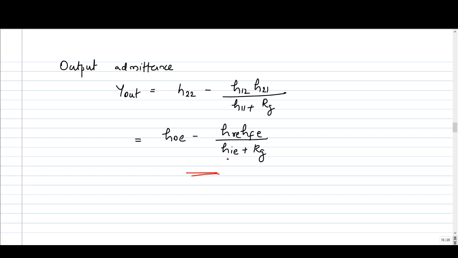So this completes the H parameter modeling of the BJT. Once these 4 H parameters are available, you can do the small signal AC analysis of the BJT. These 4 equations are important as far as numerical problems are concerned. So please go through the derivation and familiarize yourself with the expressions.